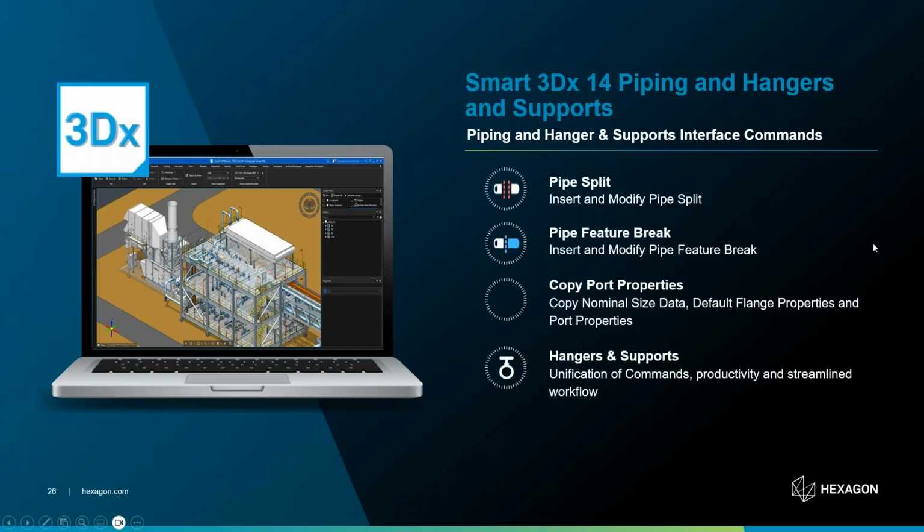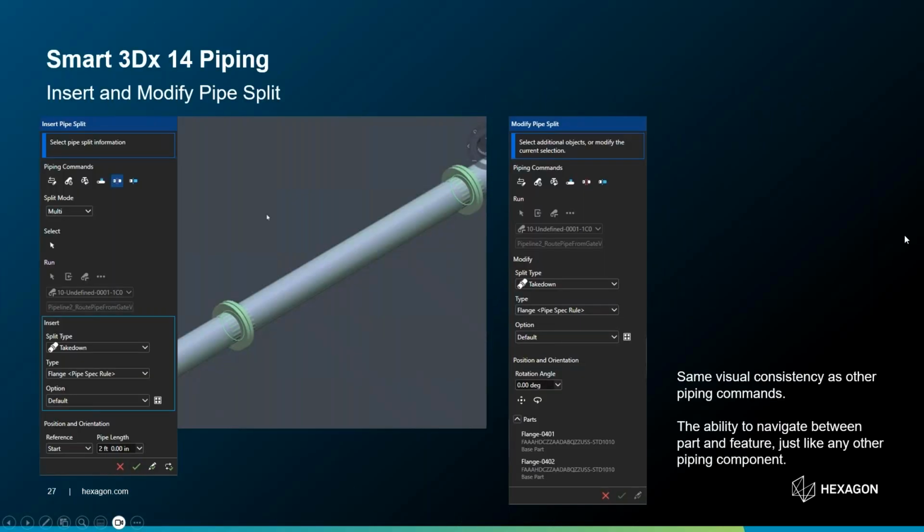Okay, in version 14, we are also expanding the piping commands, and we have also added hanger and support commands in this version. Piping commands are much more easily accessible right now. You can see all commands in the same form, and all the operations can be done while routing. Insert and modify pipe split has been added.